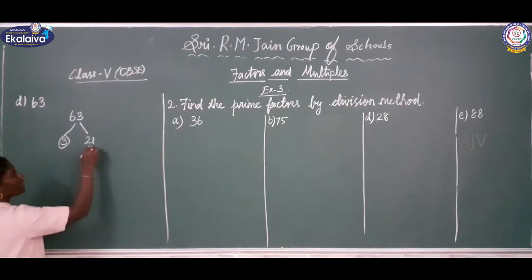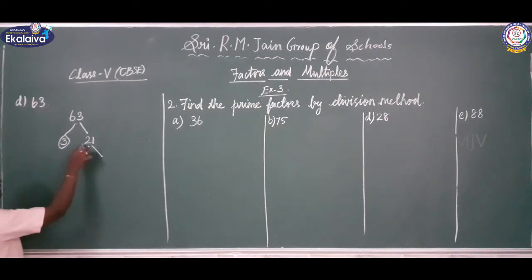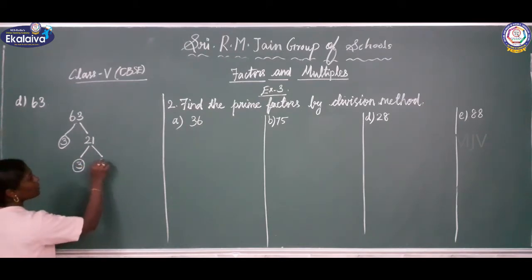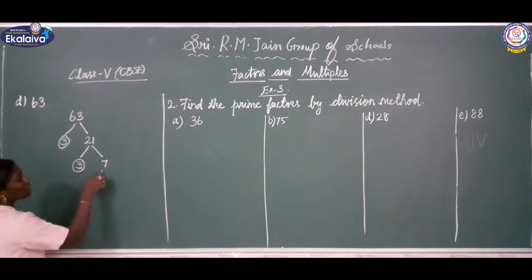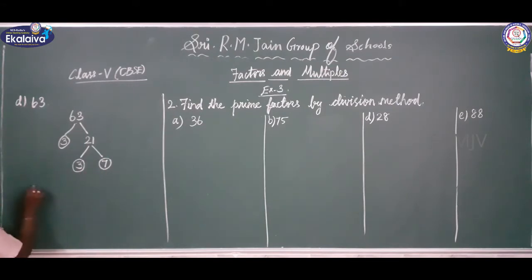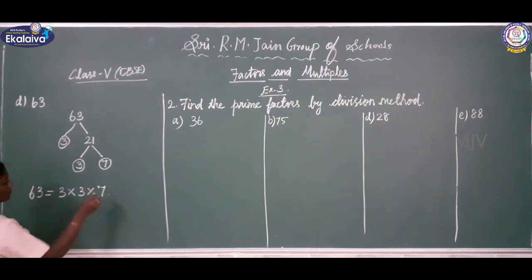Now we have to find the smallest prime factor for 21. Again 3 is the smallest prime factor for 21 because 21 is an odd number. Okay. In the 3 table, 7 times. Here we got another prime number. So that's all. So the prime factorization of 63 is equal to 3 into 7.